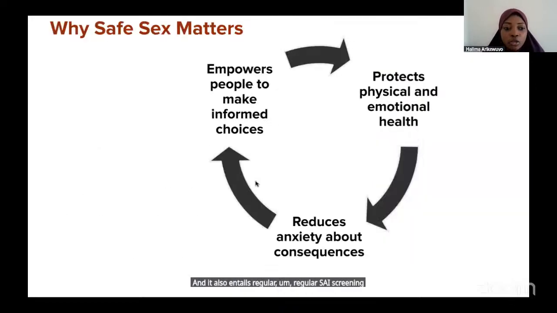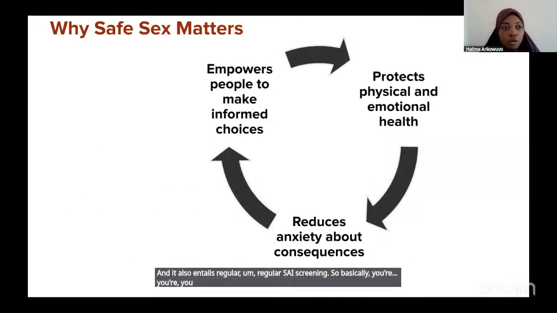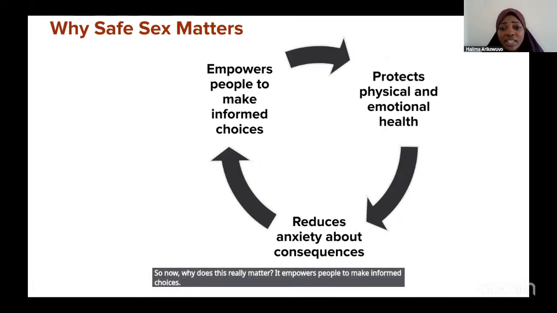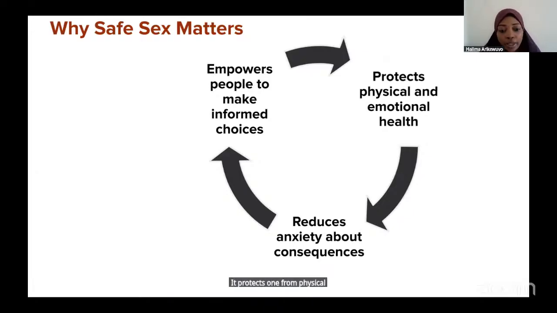So basically, you're using condoms, you're having protected sex with people that have tested themselves before even engaging in any form of sexual activity with them. So now, why does this really matter? It empowers people to make informed choices. It protects one's physical and emotional health, and it also reduces anxiety about the consequences.